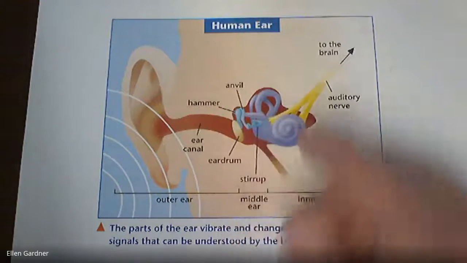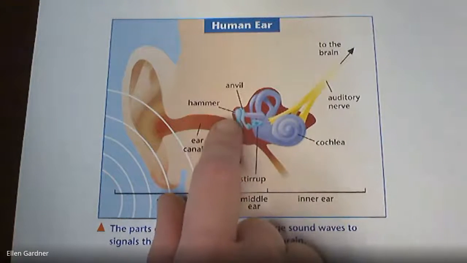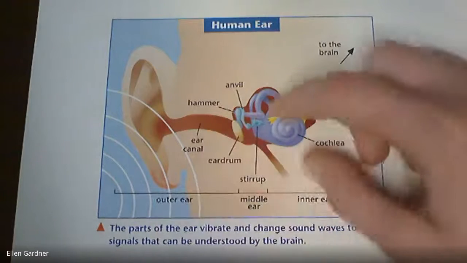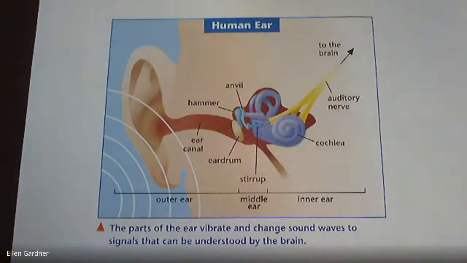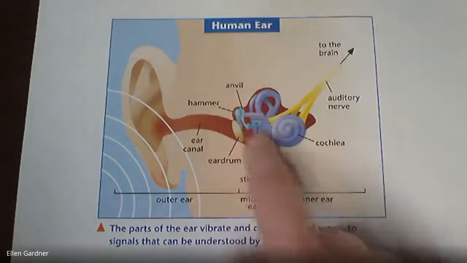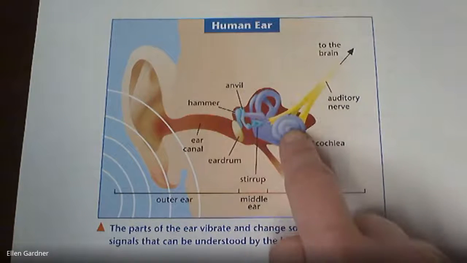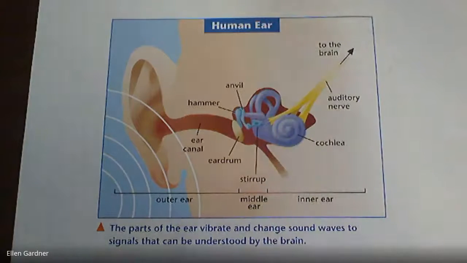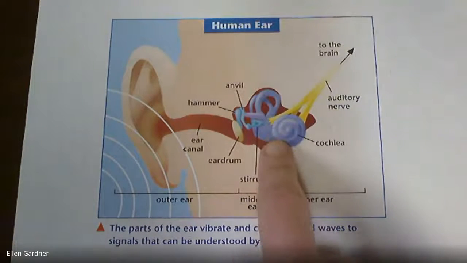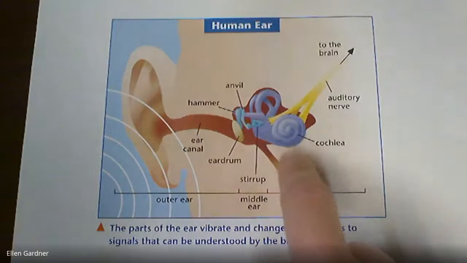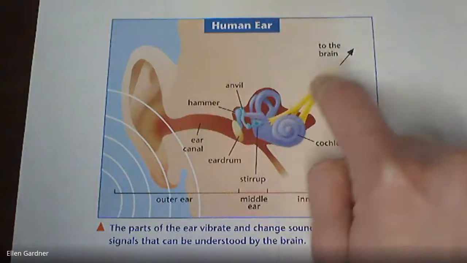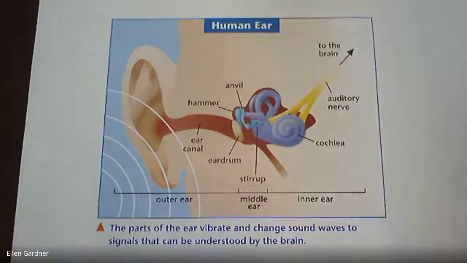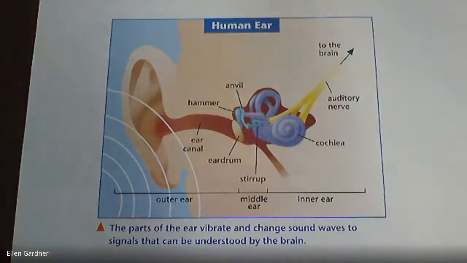The bones are called the hammer right here, the anvil, and the stirrup, the three smallest bones in our body. Now they pass along, all three of those together, they pass along vibrations to the inner ear. In the inner ear, the vibrations enter the cochlea. Here, vibrations are changed to nerve signals, and these signals move through the auditory nerve to the brain. And then the brain lets us hear the signals as specific sounds.